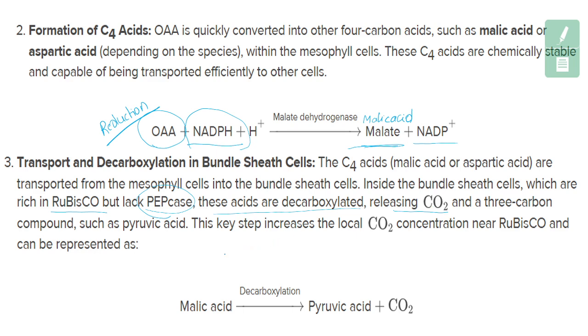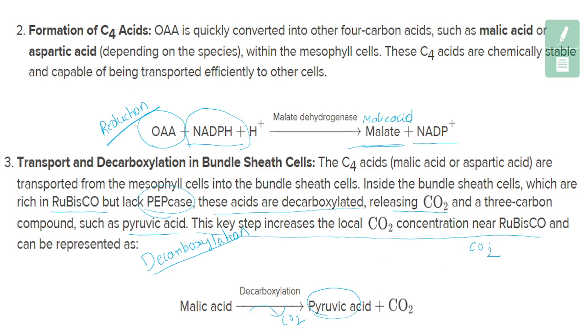Malic acid undergoes decarboxylation. This is the decarboxylation reaction. CO2 is released and malic acid is converted to a 3 carbon compound, pyruvic acid. This is the key step to increase the local CO2 concentration near Rubisco.